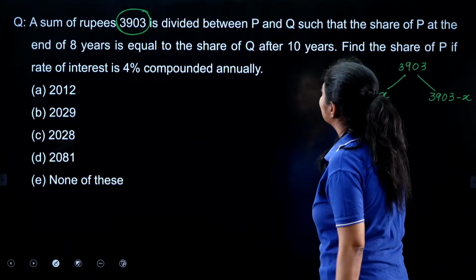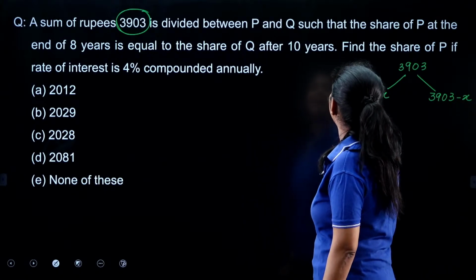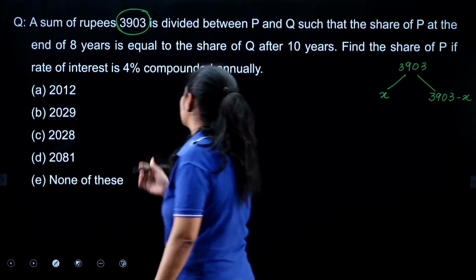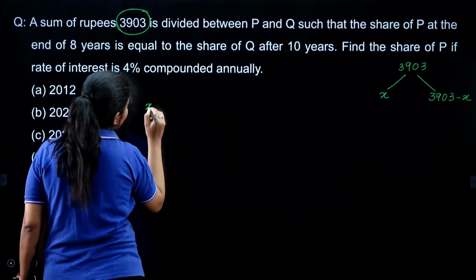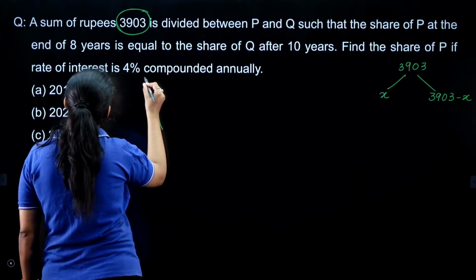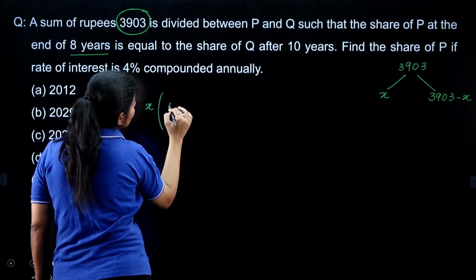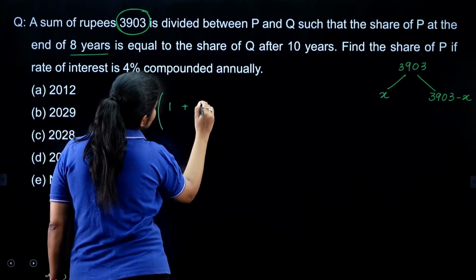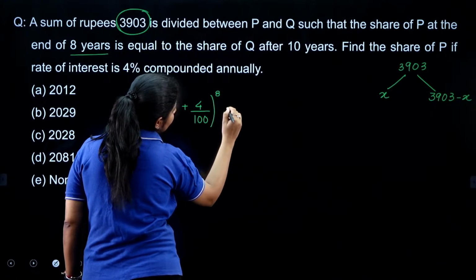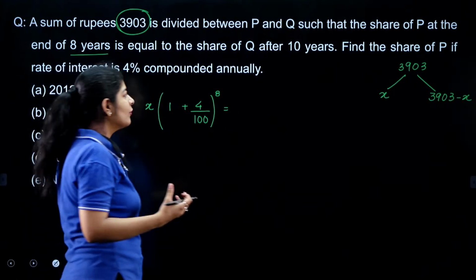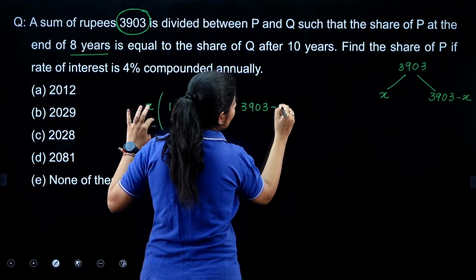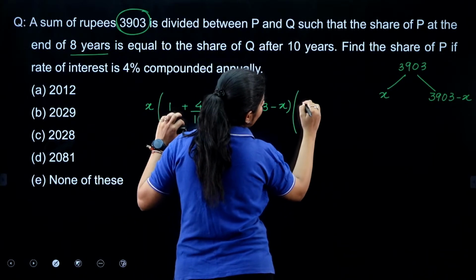So here the question is saying that P and Q such that the share of P at the end of the 8 years. So here we need to talk about the share. So we can just say that in P we invested x rupees, out of 3903, and we invested it for 8 years. That means the interest that we are getting over here is (1 + 4/100) for 8 years. The value that we are getting over here is exactly equal to the value that we are getting with this one when we are investing the rest of the amount for 10 years.